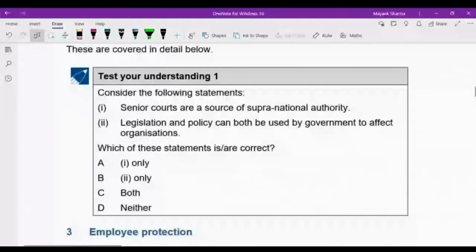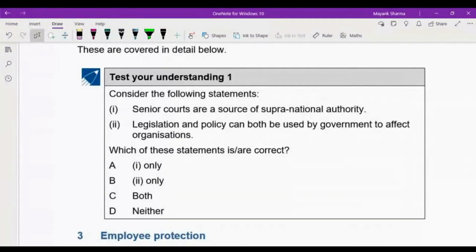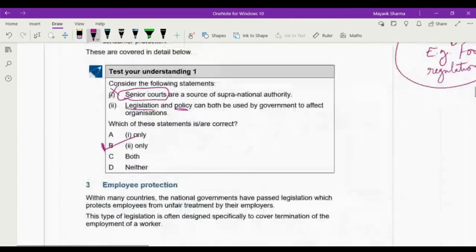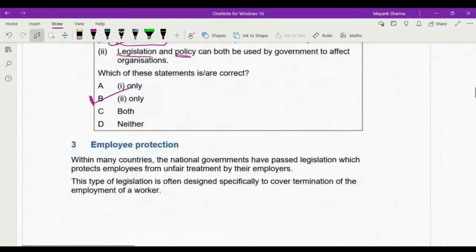There's a TYU. Let's solve this one. Consider the following statements. First, senior courts are a source of supranational authority. No. Senior courts means the Supreme Court. So the Supreme Court is a source of national authority, not supranational authority. This one is wrong. Second, legislation and policy can both be used by government to affect organizations. Yes, legislations can be made. Also, policies can be made in the case of delegated legislation by the government. So this one is right. Which of these statements is correct? So I would say only the second one is correct. B should be the answer. This is how you have to judge the right statements and accordingly give answers in such kinds of questions.